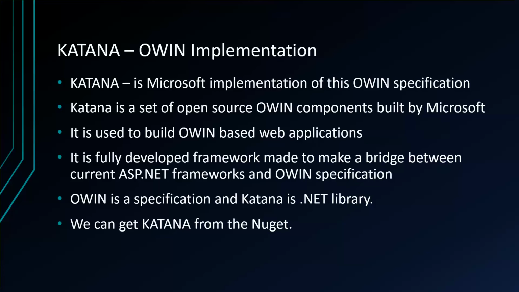OWIN is a specification. One way you can say Katana is a .NET library. As I told you earlier, there are no tools for OWIN libraries, but for Katana there is a tool and a library which we can make use of in our .NET applications. We can get Katana from NuGet.